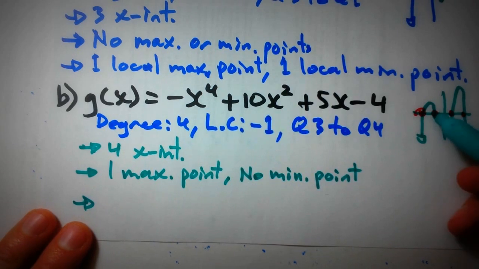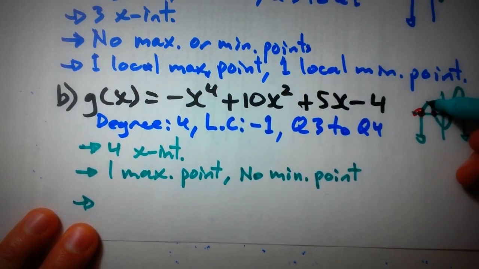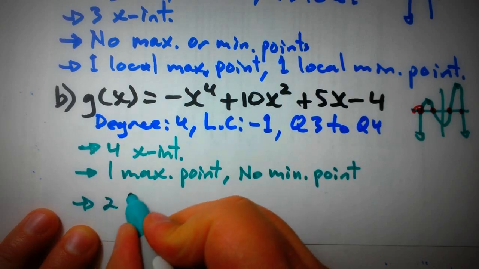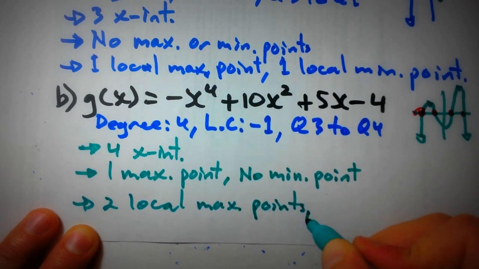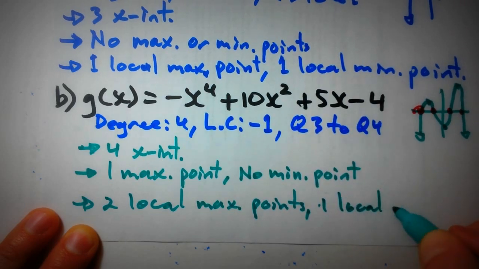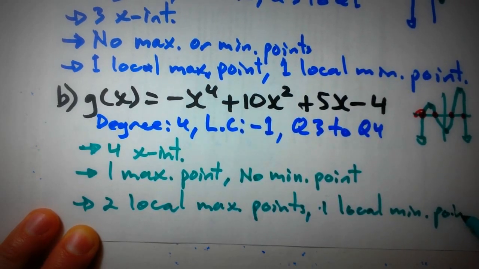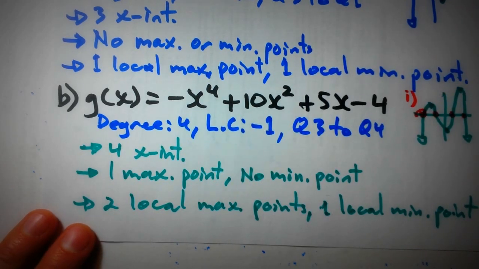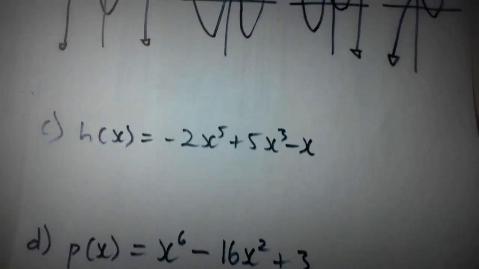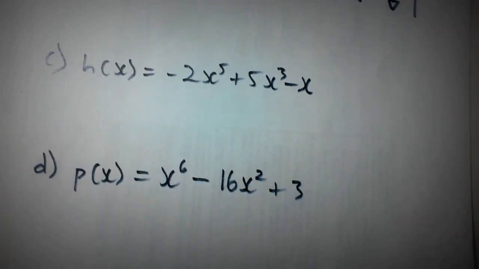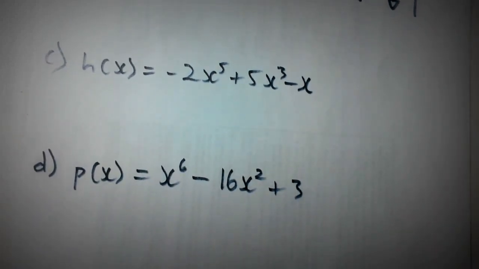However, and you may be able to guess it, how many local maximum points do we have? Well, we have one point here and another point here, so we have 2 local max points, and we also have one right there, one local minimum point. Okay, so we've matched so far 2 of these, and we still have another 2 that we need to work on. I want you to complete these 2 on your own, and if you have any questions, let me know.